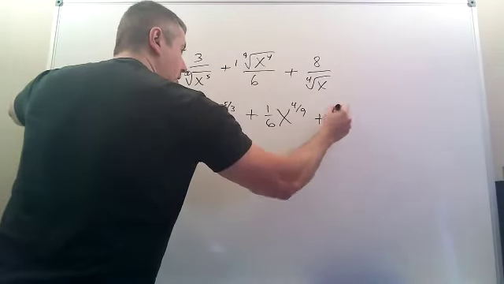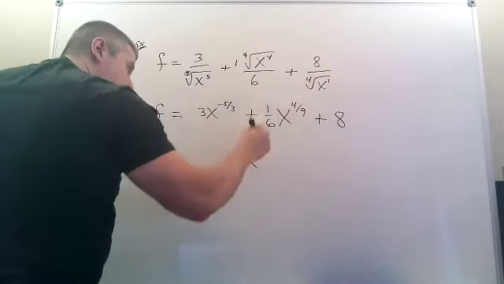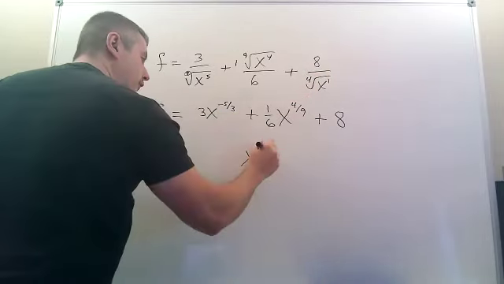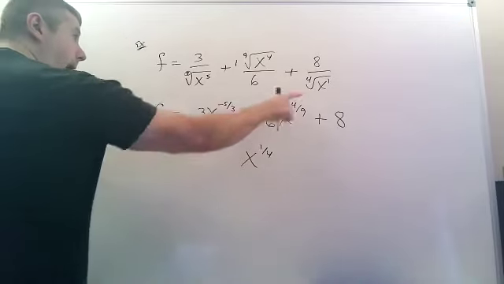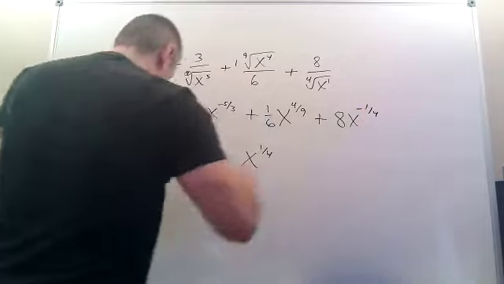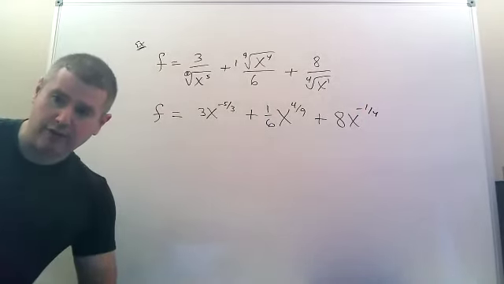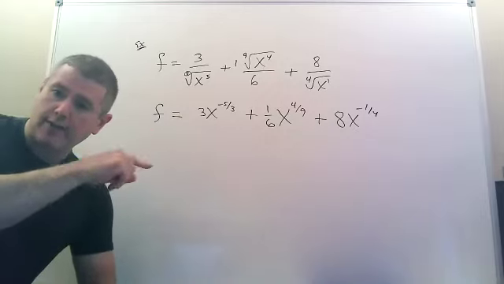Same thing over here at the end. I have 8, so I'm going to put it in the front. On the bottom, I have x to the 1st power. And then the root is 4. But it's on the bottom. So I got to move it up as minus 1/4. So that is your setup. You haven't done a damn thing yet. You have not taken a derivative yet. This is the setup. You rewrite, and then you do one at a time.